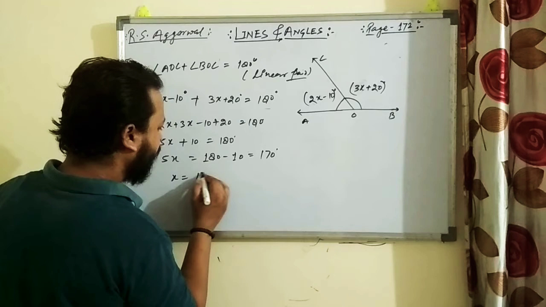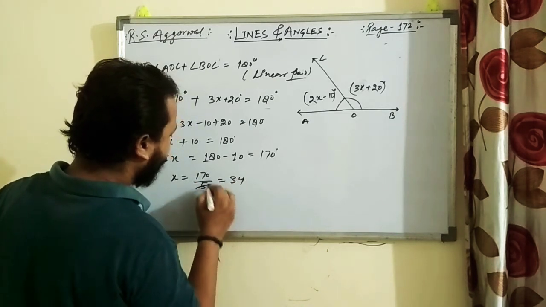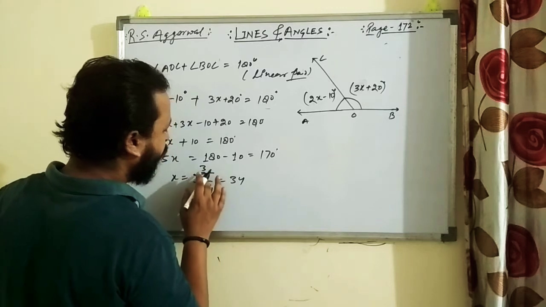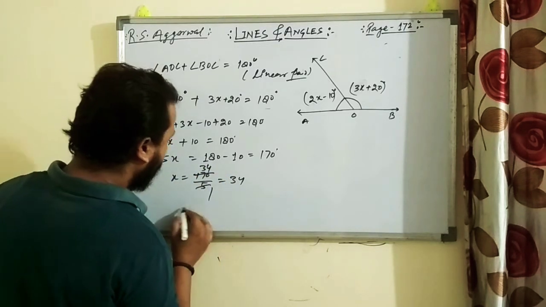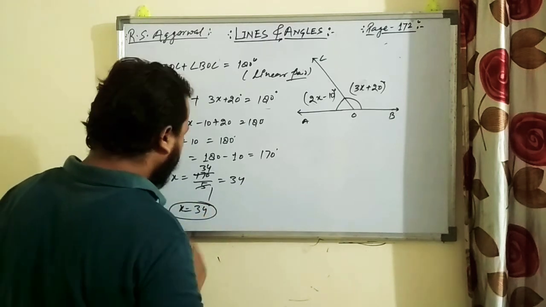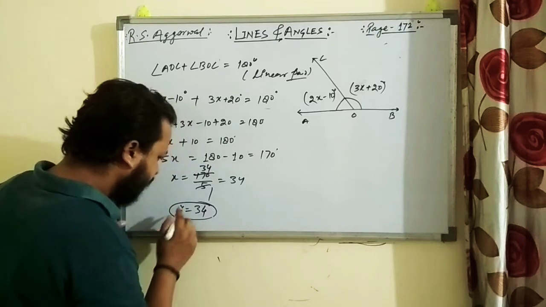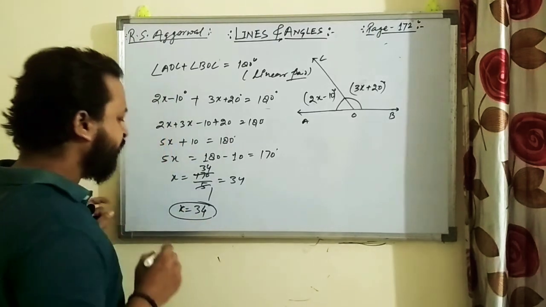So x is equal to 170 by 5, that is equal to 34. 5 1s are 5, 5 3s are 15, 2 remaining, 20, 5 4s are 20. So x is equal to 34. So here you get x is equal to 34.